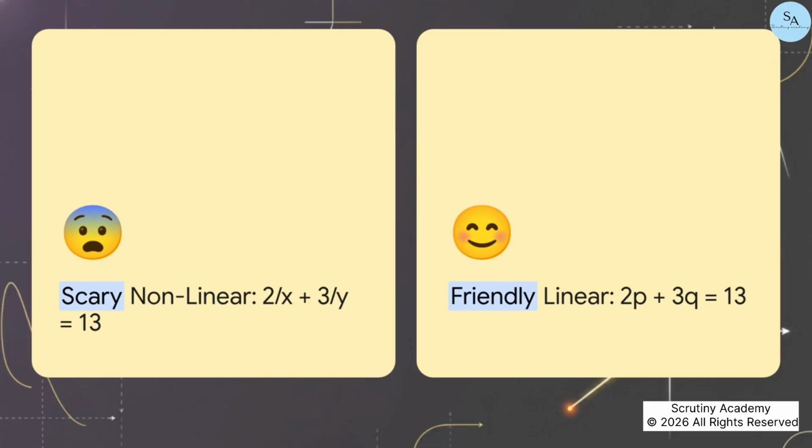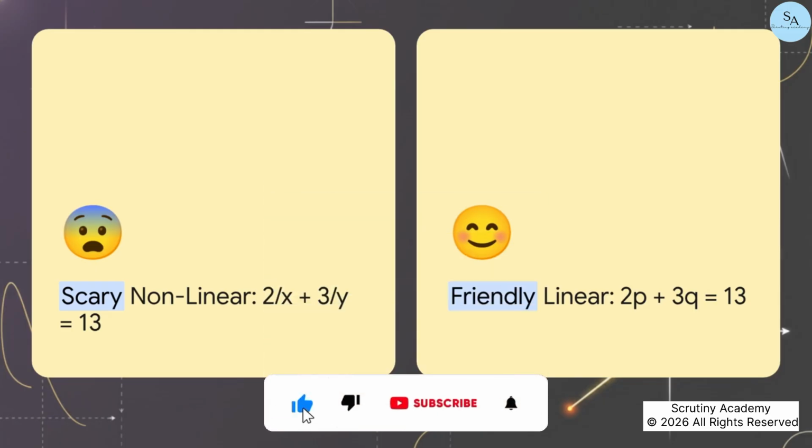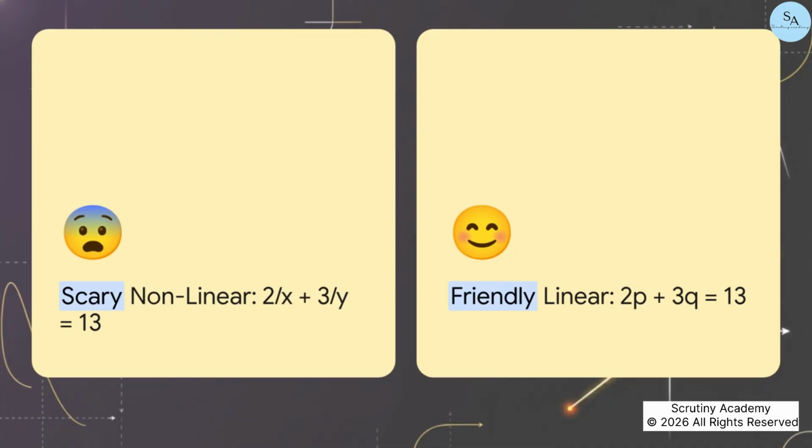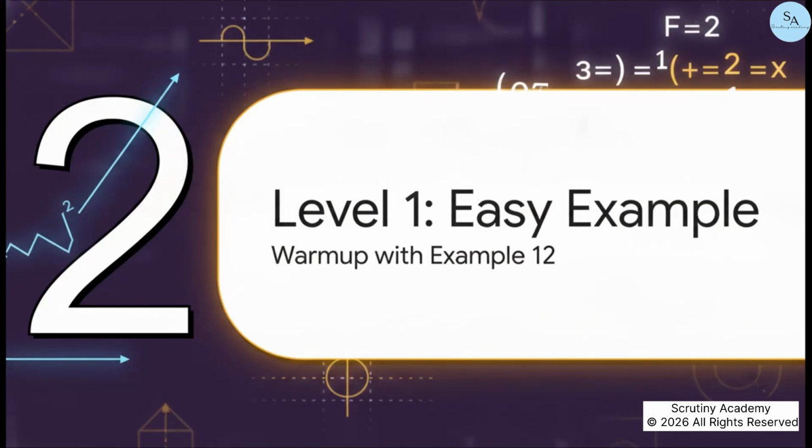But look at the right side. If we just imagine that the messy fraction 1 over x puts on a mask and calls itself p, and 1 over y puts on a mask and calls itself q, the equation magically transforms into 2p plus 3q equals 13. Visually, that messy curve just snapped into a friendly, flat, straight line. We aren't doing any hard math yet. We are literally just putting a simple disguise on a messy fraction so our brains can handle it without panicking. Makes sense, right?